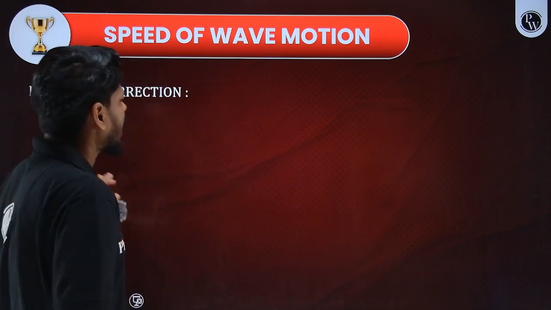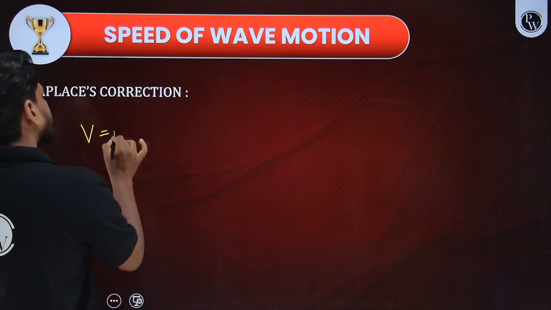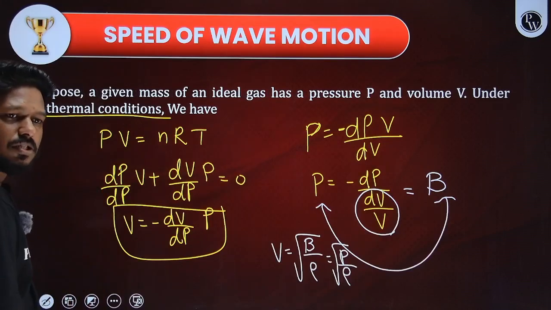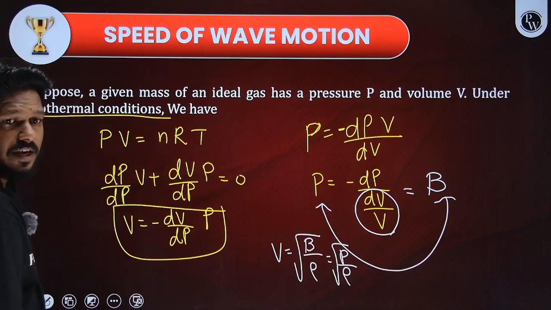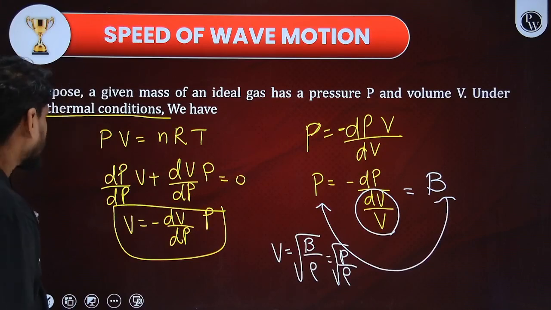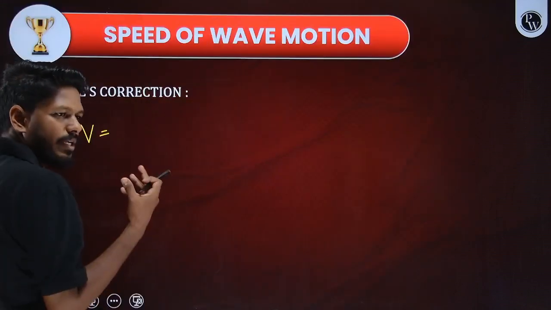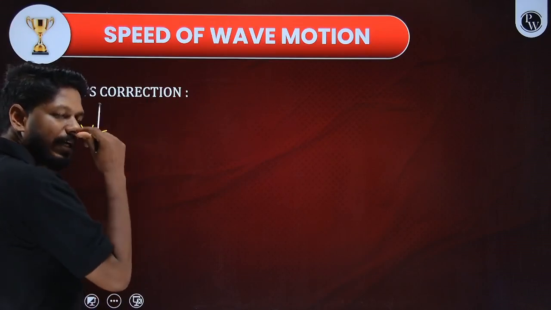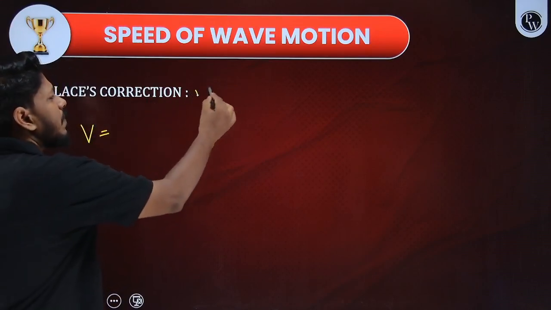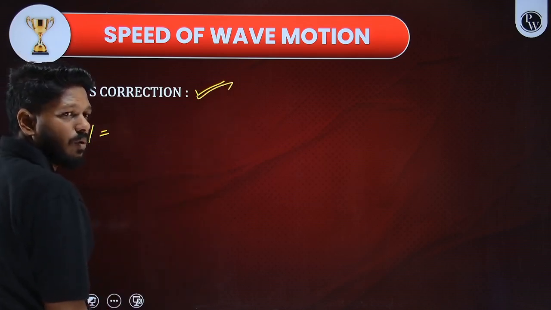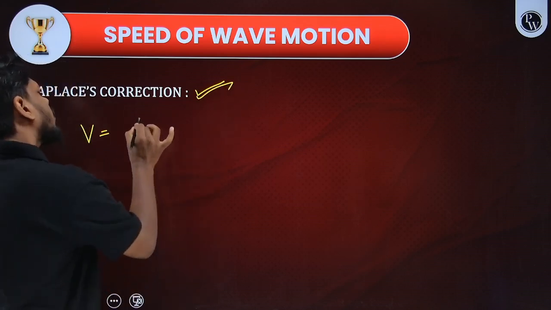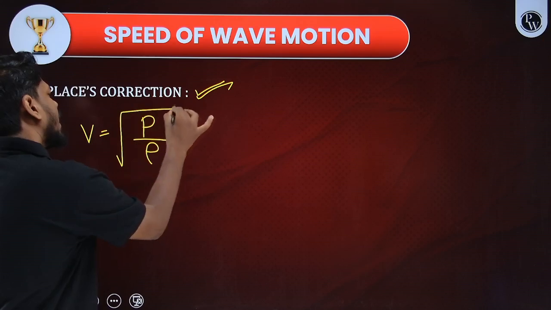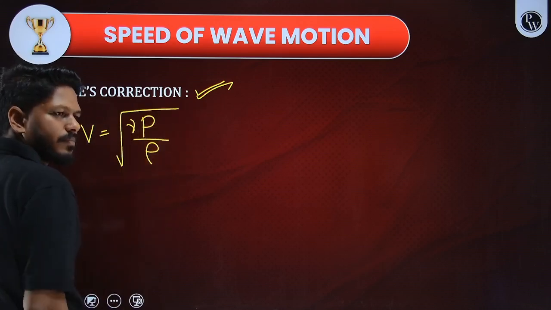Okay, so Laplace correction said that we have assumed the whole process to be isothermal, that is temperature is constant. But what if it is an adiabatic process? They calculated the speed of sound in one medium, then they applied this Laplace correction and they found that the answer was more correct and accurate. In order to apply the Laplace correction, they did nothing but add a gamma in this.